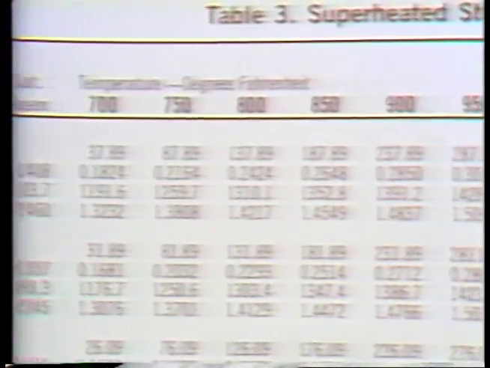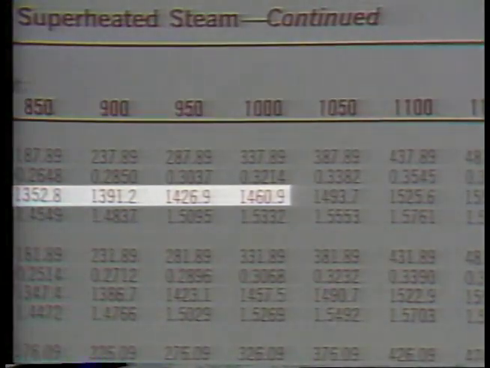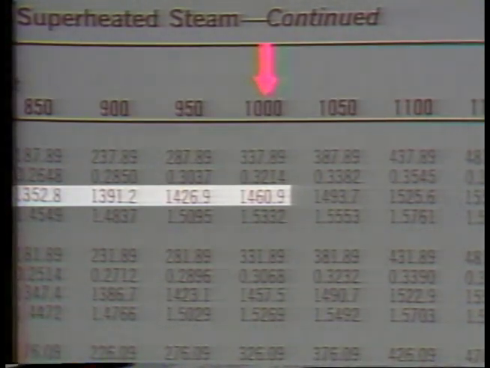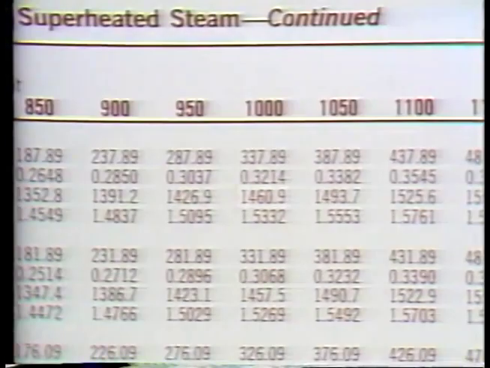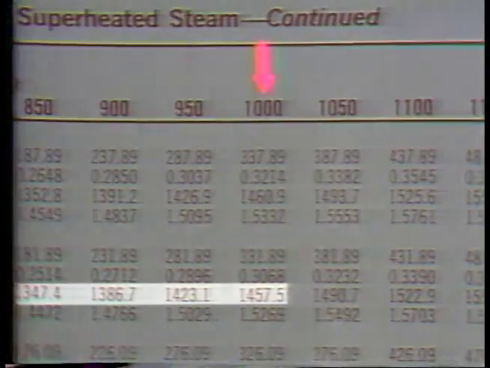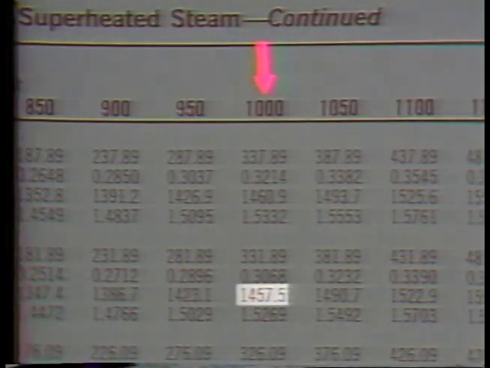The first thing we need to find is the values for enthalpy at 1,000 degrees at 2,400 psia and 2,500 psia. We look across the line marked enthalpy at 2,400 psia and under the column headed 1,000 degrees. We find the value for enthalpy to be 1,460.9 BTUs per pound. Doing the same thing for the line marked 2,500 psia, we find its enthalpy value is 1,457.5 BTUs per pound.